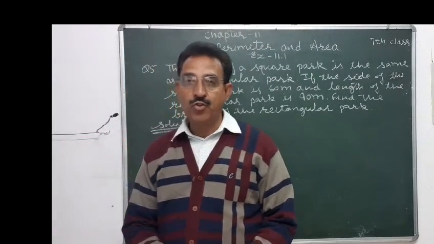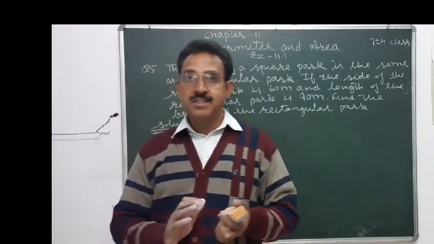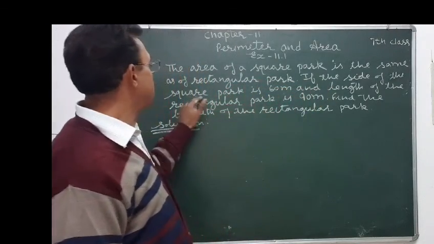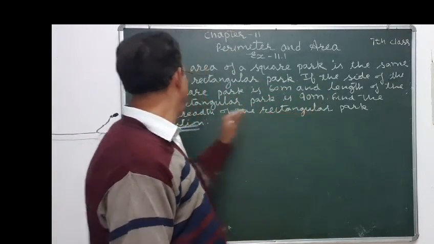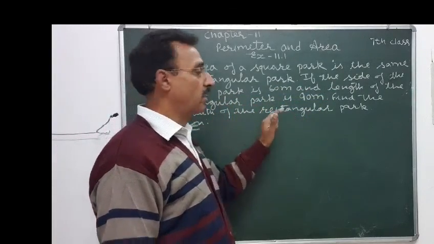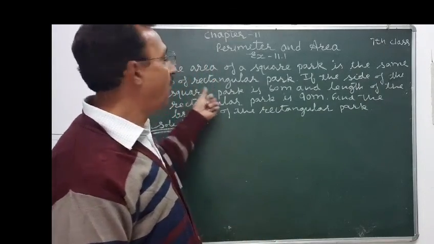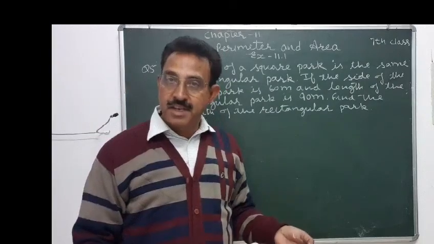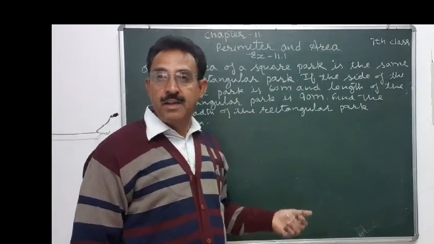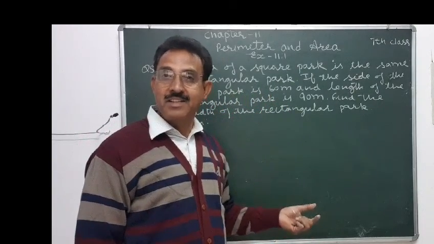So the statement of question number 5 reads, the area of a square park is the same as of a rectangular park. If the side of the square park is 60 meter and the length of the rectangular park is 90 meter, find the breadth of the rectangular park. So the area of a square and of a rectangle here are same. And if the side of the square is 60 meter, what will be the area of the square?